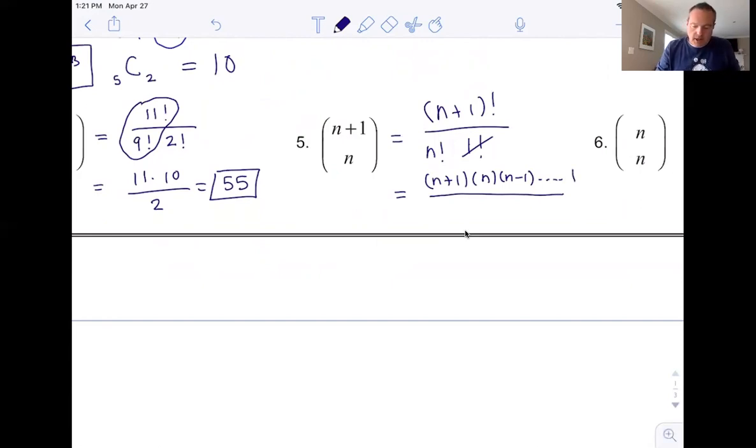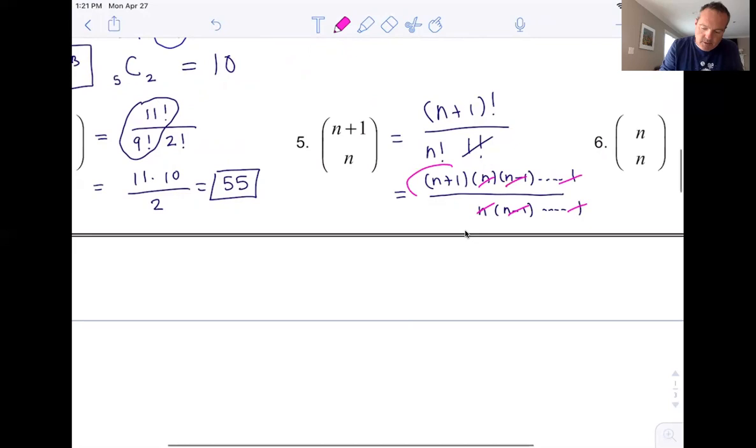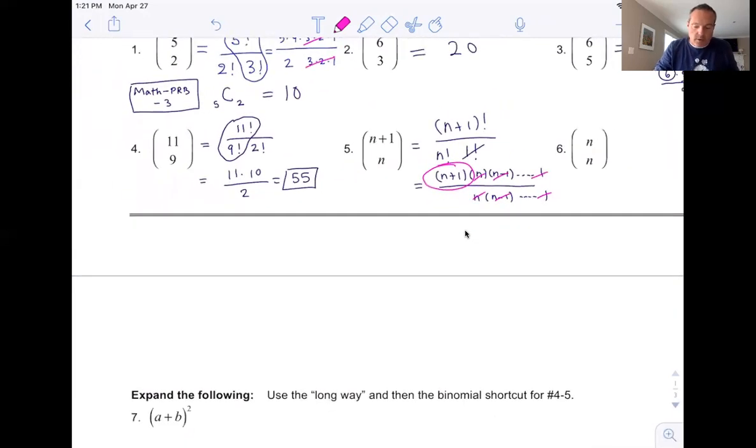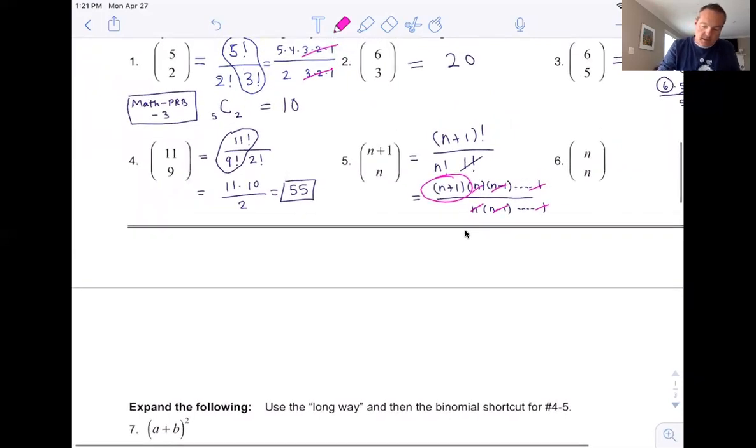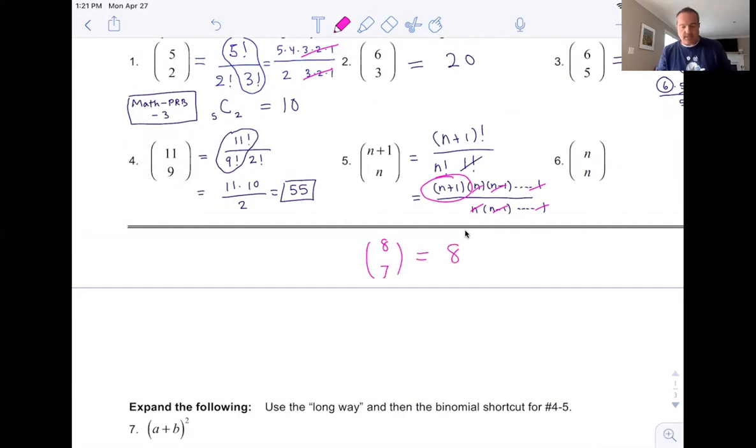What do you get in the denominator? Well, you get n factorial, which is n times the number below, which is n minus 1, times n minus 2, all the way down until you finally get to 1. And of course, you have a ton of canceling. All of this stuff cancels. And what are you left with? Just n plus 1. So what does that tell you? If the top number is 1 more than the bottom number, you just get the top number. As an example, 8 choose 7 would just be 8. That's what that means.